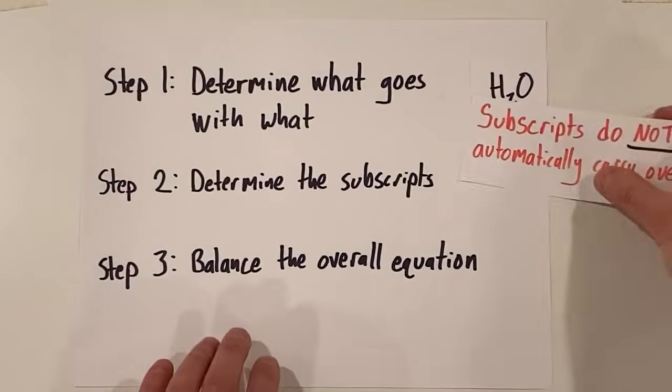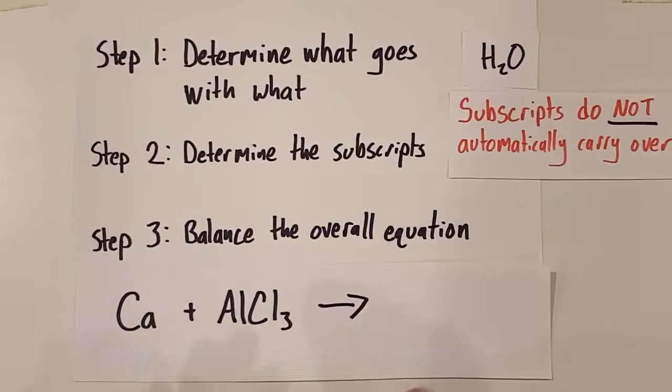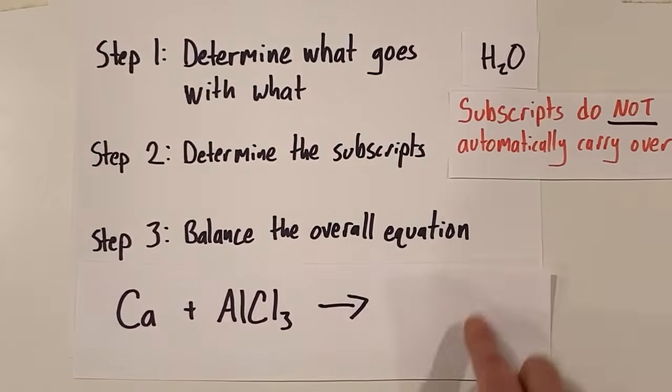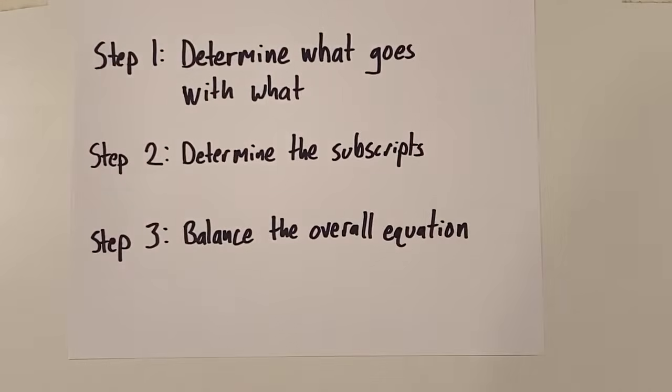Now, one thing about subscripts is that they don't automatically carry over. So for example, we've got a 3 subscript on this chlorine. That does not necessarily mean we're going to end up with a 3 subscript on the chlorine in the product side. Once we've done that, we're going to balance the overall equation. So let's get right to it with our first example.